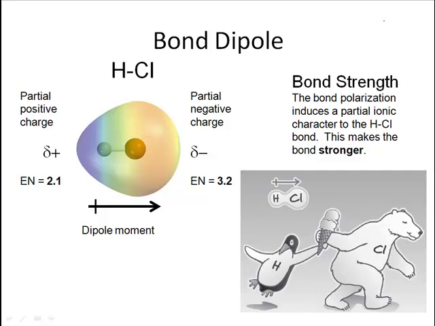Now, this particular molecule has a particular bond strength. This is the bond polarization that induces a partial ionic character to the HCl bond. This makes the bond stronger. So it's not sharing equally.